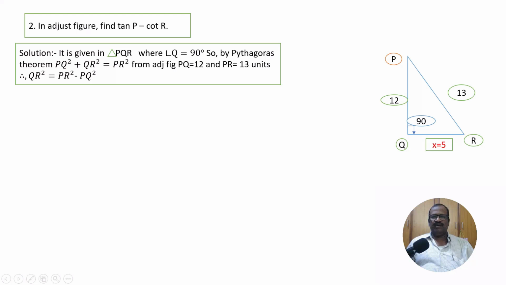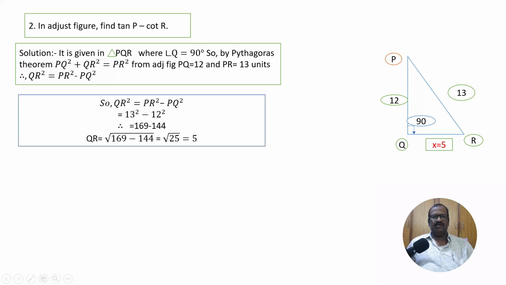So now we are replacing. QR square is equal to PR square minus PQ square, that is 13 square minus 12 square. Therefore QR square is equal to 169 minus 144. QR is equal to root of 169 minus 144, that is root 25, that is 5. Here 5 is positive. Why? Because all measurements are positive only. There is no negative measurement.